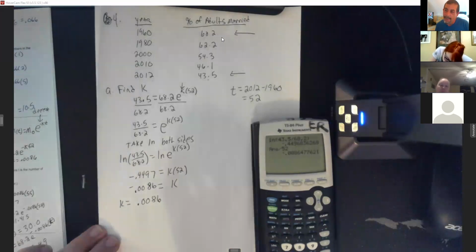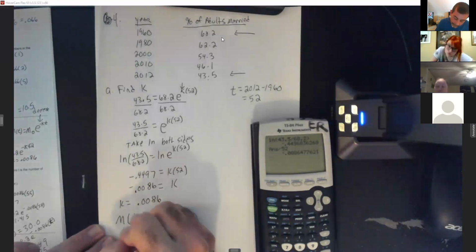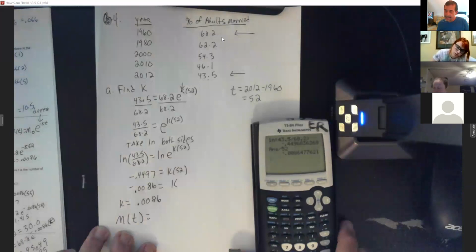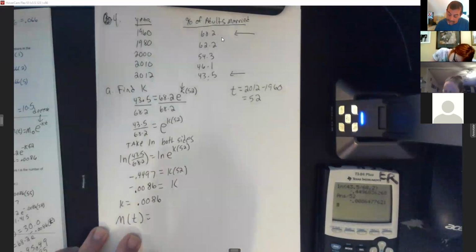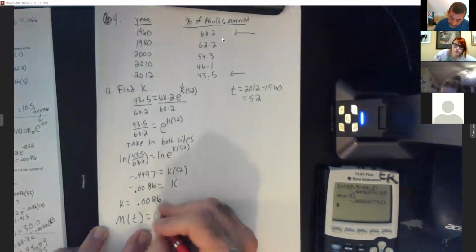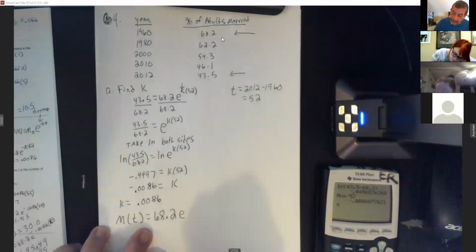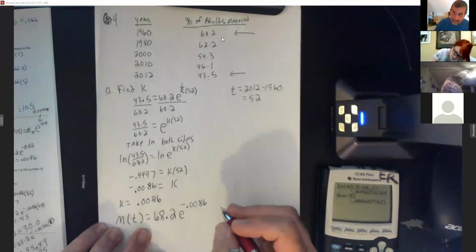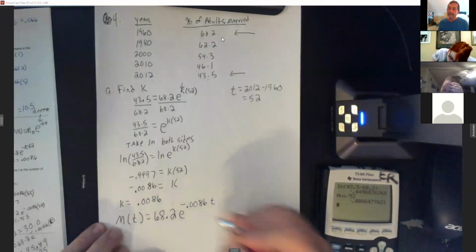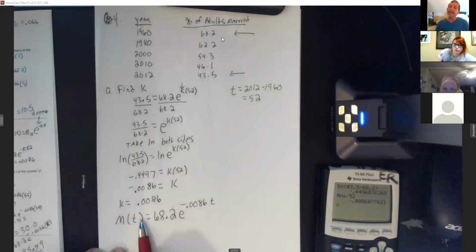But the second part of this is to get the formula, so here we go. They're using the M of T this time, but the same thing. M of T will equal my initial amount, which was 68.2, times E to the negative 0.0086 times T. So now that I know my K, for any time T, I can see how much my population has decreased.